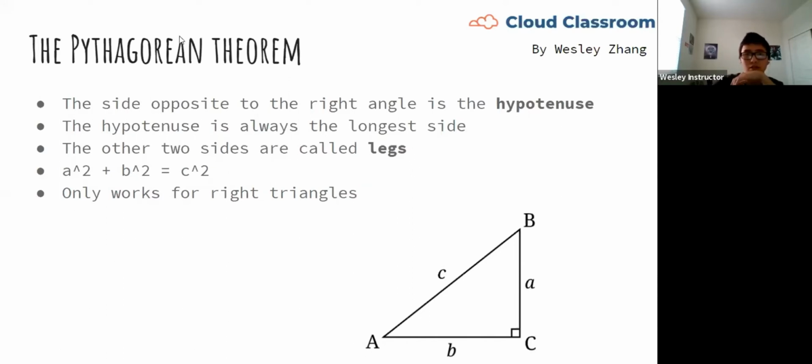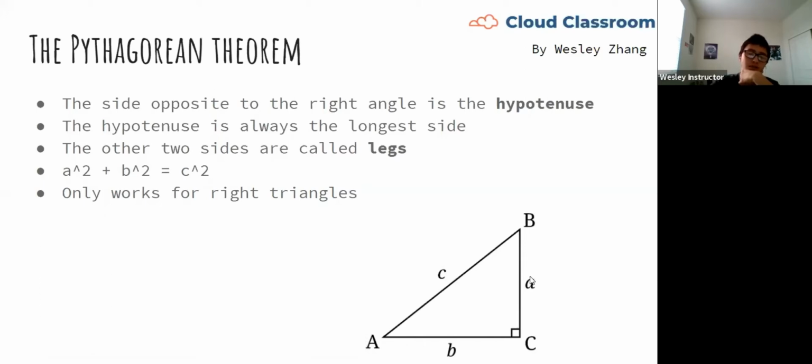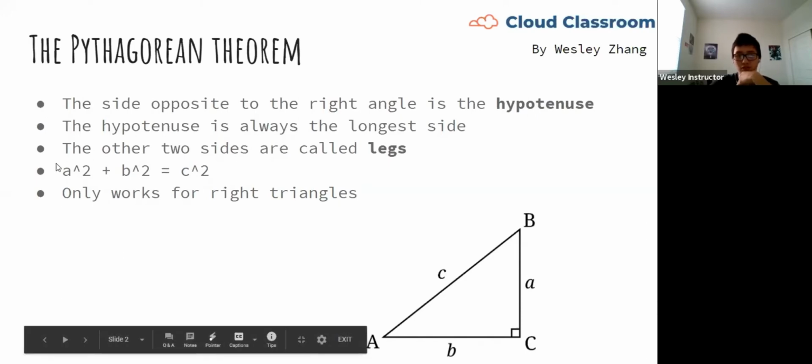We use this theorem to find missing side lengths of a right triangle. So if we're given two of the sides of a right triangle and we know it's a right triangle, then we can just use this theorem to solve for the other side.